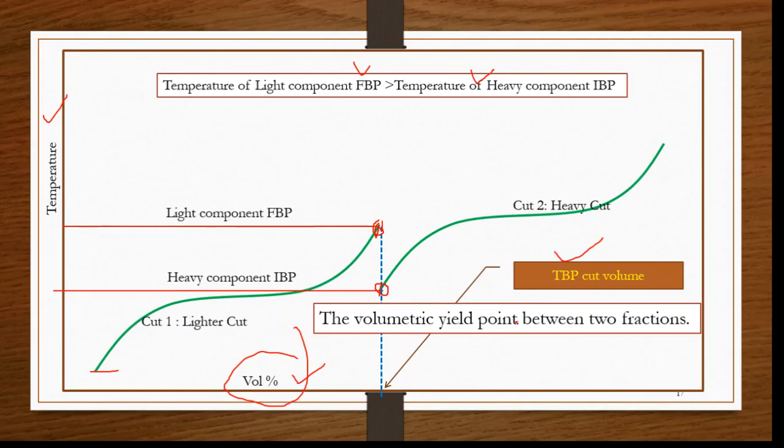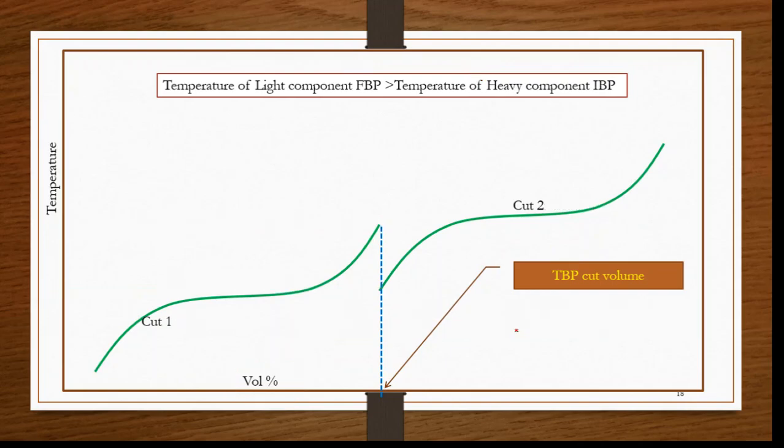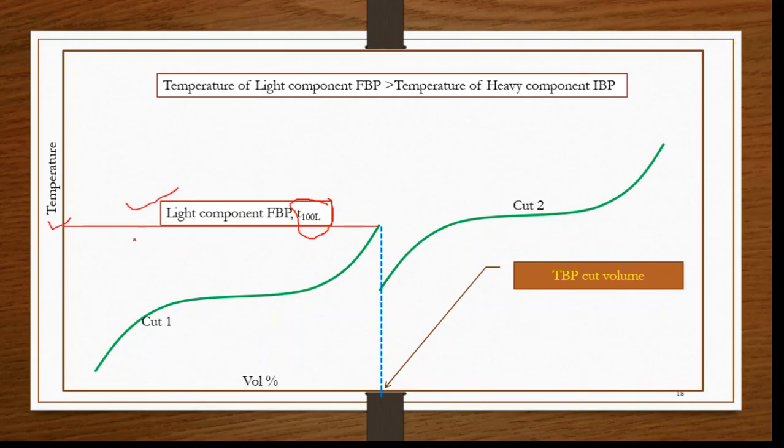So that is the one term that you should understand, their physical meaning and their representation in the graph. Now the second term that you need to understand after TVP cut volume is the definition of light component. We have discussed the light component. Mathematically we can represent this by T100L, which means the temperature at which 100% of the lighter cut is vaporized. That is called the light cut temperature. We can get the value from the y-axis.